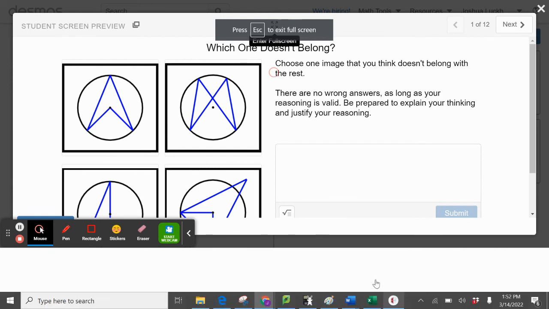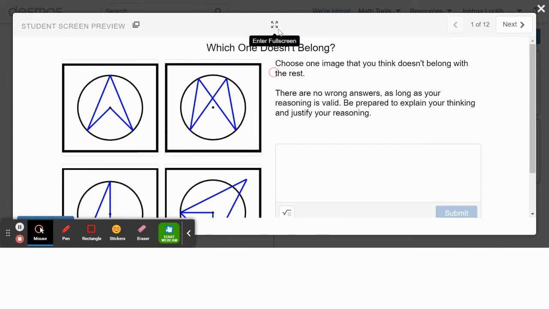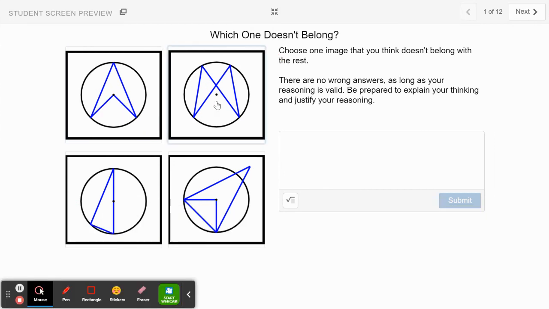On the Desmos activity, the first question will ask you, which one doesn't belong? I will tell you, there is no correct answer on this. You could make an argument for any one of these. I'm not worried about which one you pick. I'm worried about what you put here, why it doesn't belong. Your argument could be whatever you think. You just make the observation.